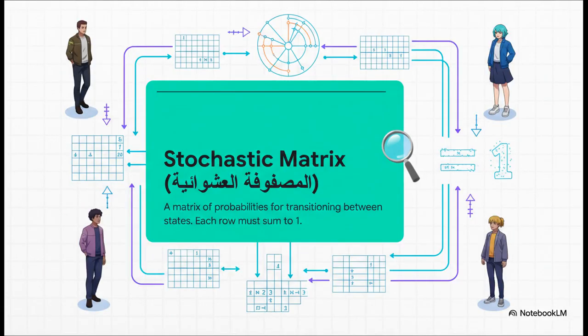And this right here, this is the engine that makes the whole thing run. It's called a stochastic matrix. It's basically a grid, or a cheat sheet, of all the probabilities of moving from one state to another. And there's one golden rule you absolutely have to remember. Every single row must add up to 1, or 100%. And that makes sense, right? Because if you start somewhere, you have to end up somewhere.